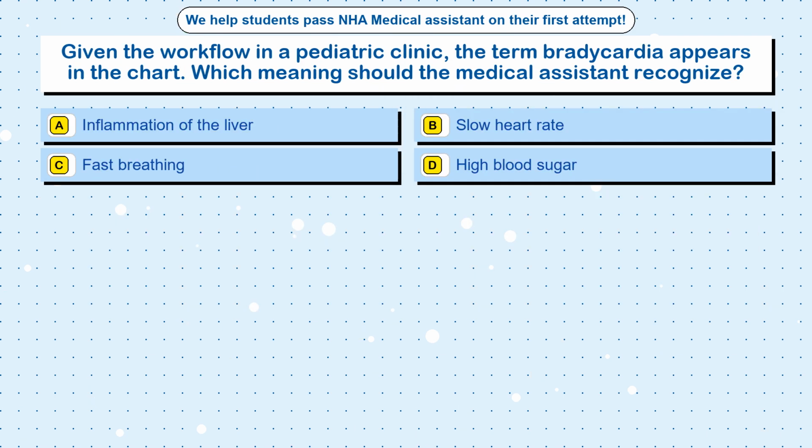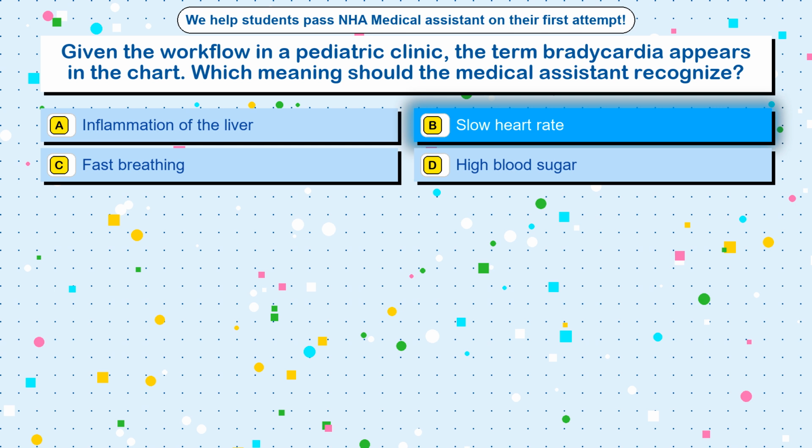Question 4. Given the workflow in a pediatric clinic, the term bradycardia appears in the chart. Which meaning should the medical assistant recognize? Option A. Inflammation of the liver. Option B. Slow heart rate. Option C. Fast breathing. Option D. High blood sugar. The correct answer is option B.